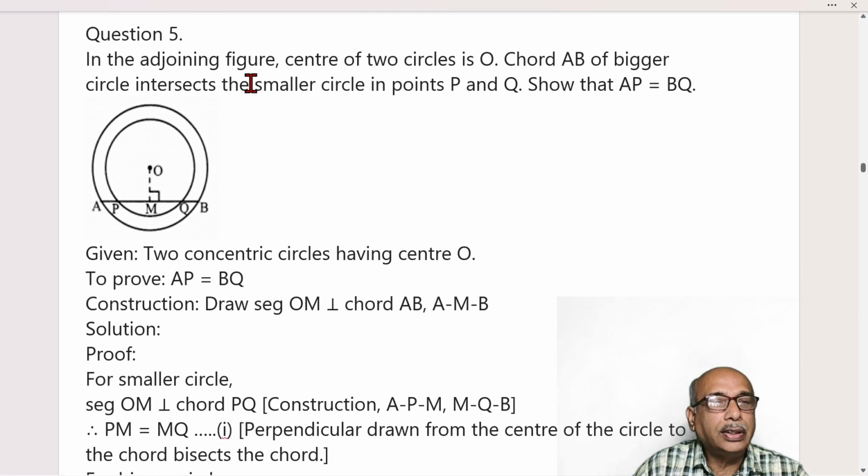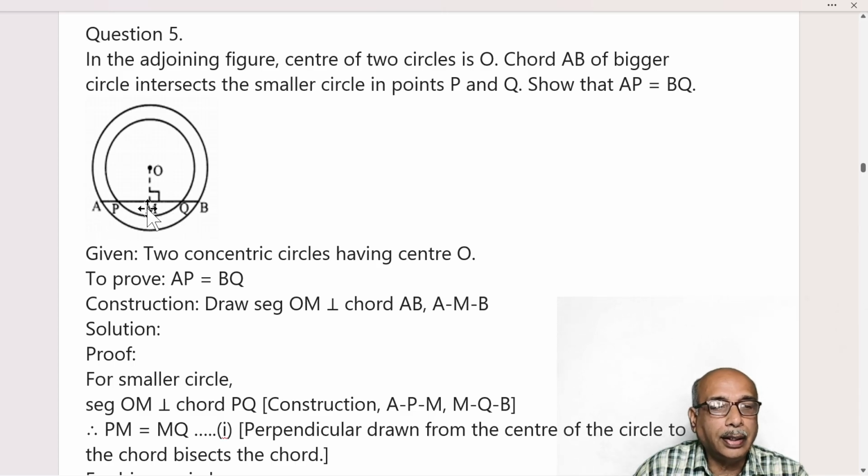Question 5. In the adjoining figure, the center of two circles is O. Chord AB of the bigger circle intersects the smaller circle at points P and Q. Show that AP equals BQ. Here you see two circles. This type of circles are known as concentric circles with the same center. AB is the chord of the larger circle and PQ is the chord of the smaller circle.